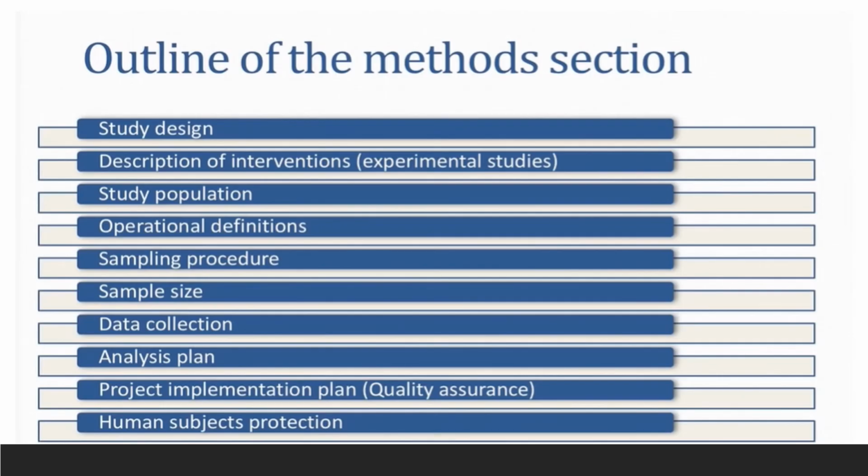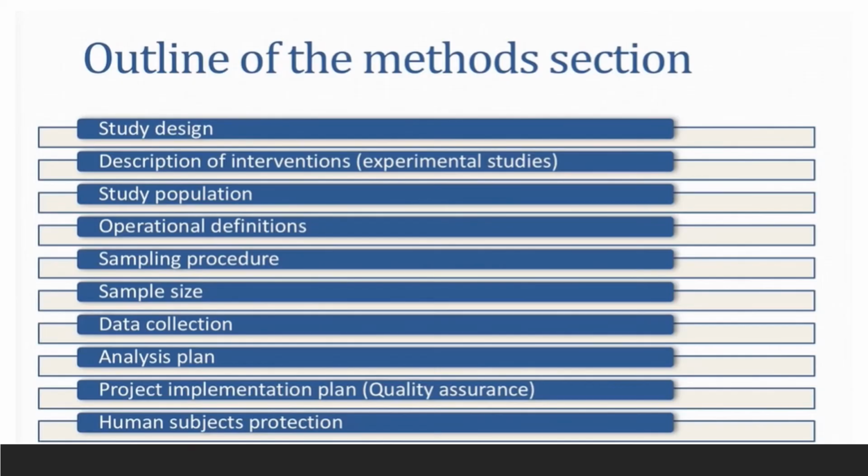The method section. Here, what you need to remember is that it has certain basic points. In the methodology, we have the study design, description of the interventions, particularly in experimental studies, study population, operational definitions, sampling procedures, sample size, data collection, analysis plan, project implementation plan for quality assurance, and the human subject protection. These are the points that are included in the method sections. So if in the choices any of these are present, you have to say yes to that.